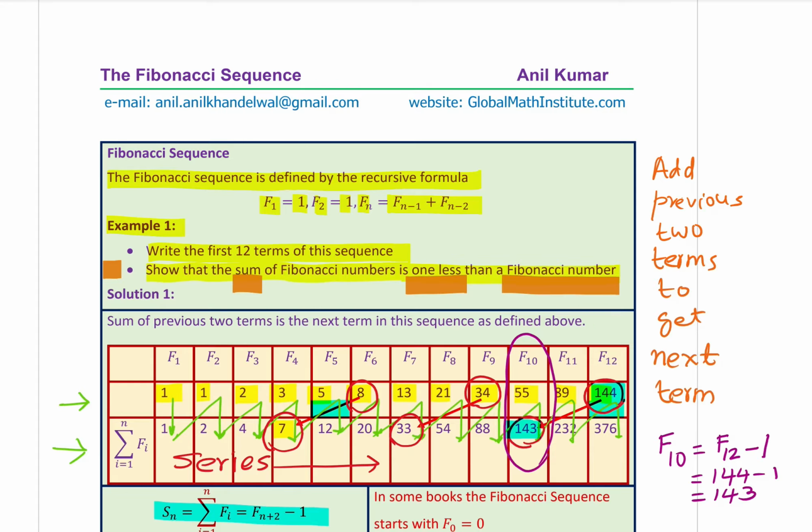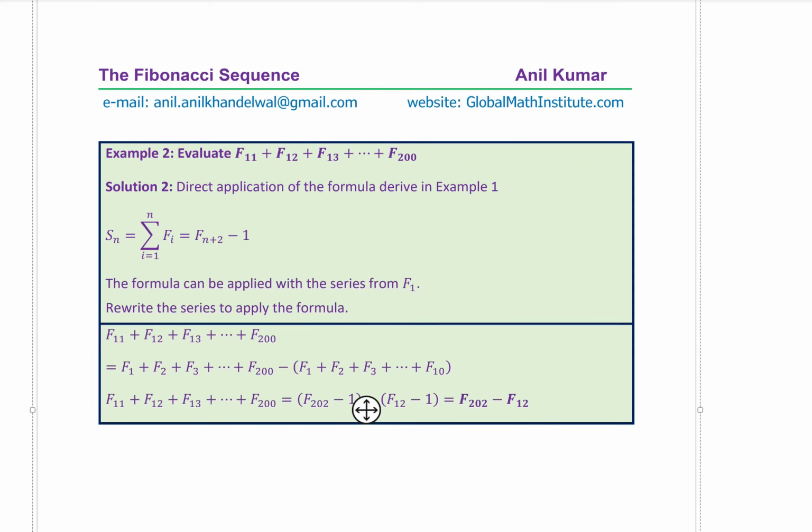Now let's move on and look into the second very important concept. Well, let's have an example based on what we have learned, and then we'll move further. So the example for you here is evaluate F11 plus F12 plus F13 and so on till F200, right? We can use the formula just derived, which is that the sum of these Fibonacci numbers is basically related to the Fibonacci number itself, 2 ahead of it, right? But remember, that sequence starts with F1. Here, we are starting with F11.